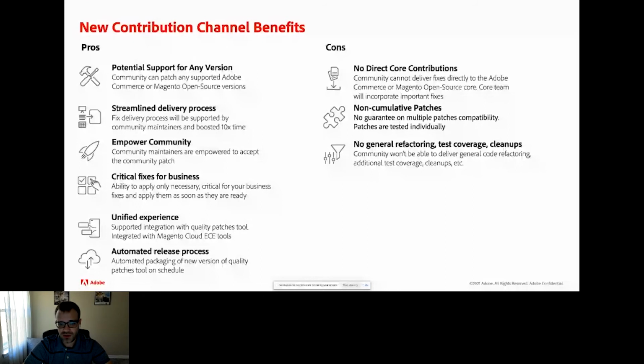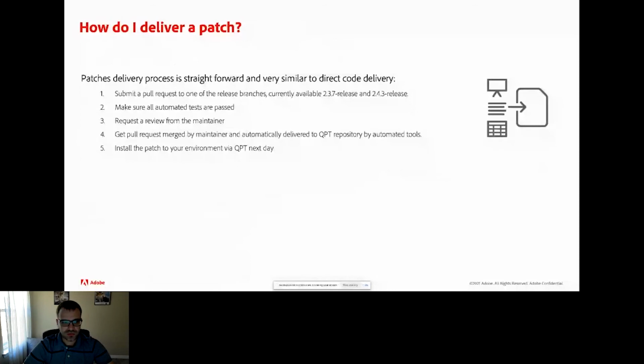And I don't think it's a case when someone will apply a fix for the doc block to the production environment. So that's why for patches should be delivered only functional improvements and functional changes. So the main question is how I can deliver the patch to the QPT repository. So the process is pretty much straightforward, and it's very similar to direct code delivery.